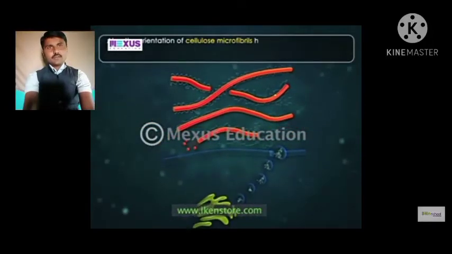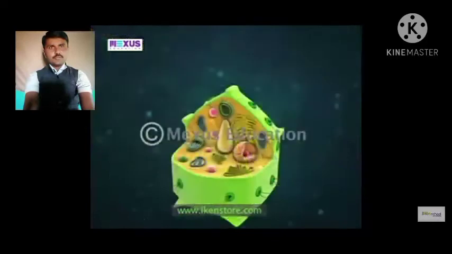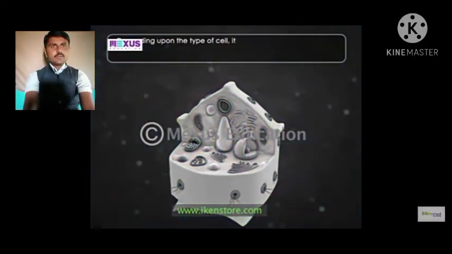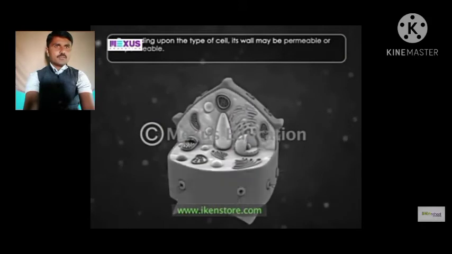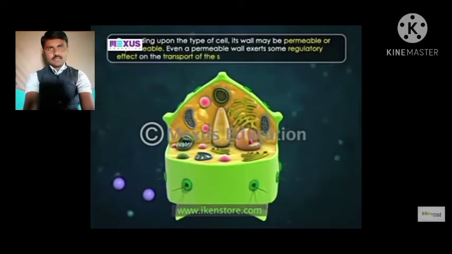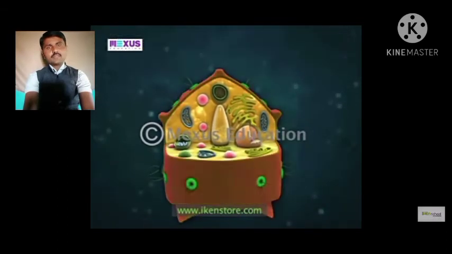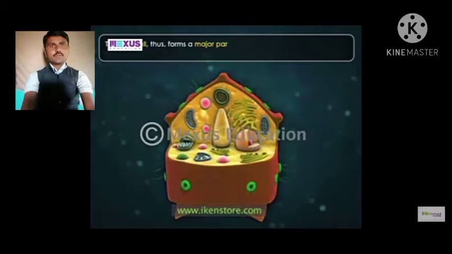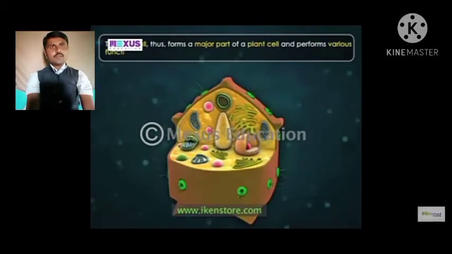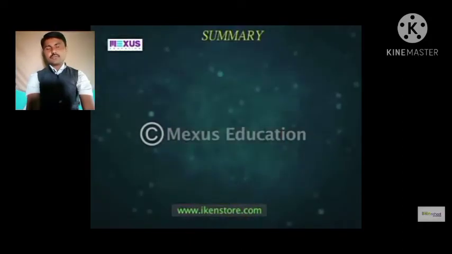So in this diagram, you are observing the cellulose microfibrils which control the cell growth. See, the microfibrils are shown in red. Pits in the wall help in protoplasmic connection. Depending upon the type of the cell, the wall may be permeable or impermeable. Even a permeable wall exerts some regulatory effects on the transport of substances into and out of the cell, which regulates the aqueous material to come in. Thus the walls form a major part of a plant cell and perform various functions very vital for its growth.